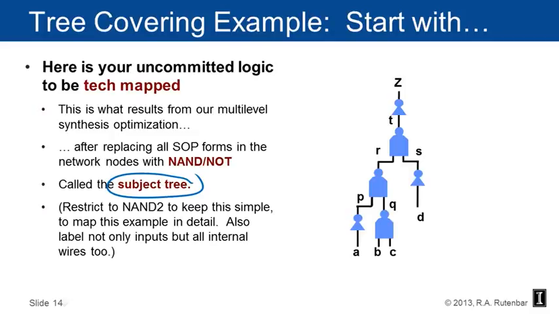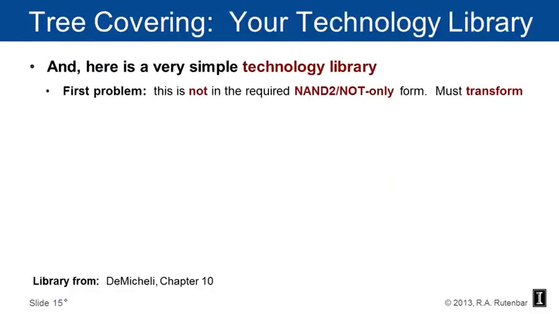That's my subject tree. That's the little tiny example we're going to play with to see what mapping is actually all about. And interestingly, your technology library also is an important part of this problem. And the first problem we have is that the technology library is not represented in the NAND and NOT form.